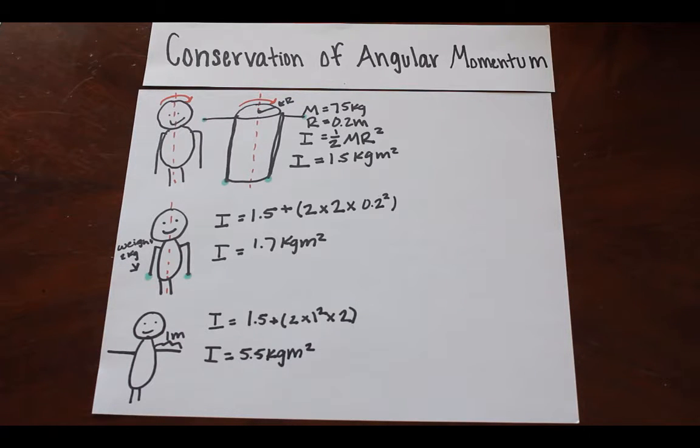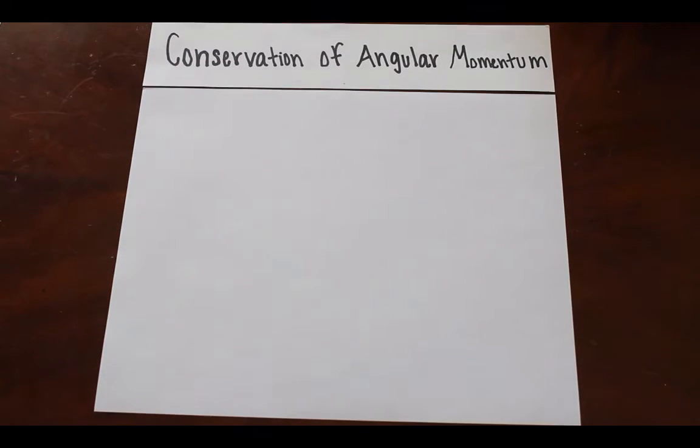So the smaller the radius, we're going to assume that the faster you're going to spin, and the bigger the radius, the slower your angular velocity. And then we can also say that the inertia of the first person is almost 3 times smaller than the inertia of the second person. So we're going to assume that the angular velocity of the second person will be 3 times larger than that of the third person. So let's go ahead and work that out.